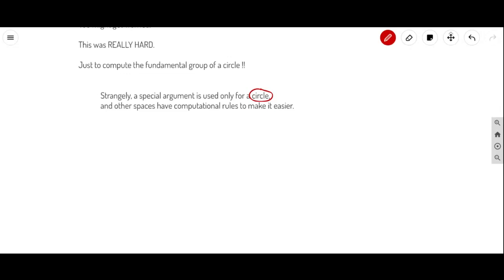So if you look at this and say to yourself, this is really difficult, how can we possibly have any hope of finding fundamental groups of more complex spaces? You're going to see that there are methods you can use there that you cannot use for a circle. So a circle is somehow special, and it has its own very individualized kind of argument for it.